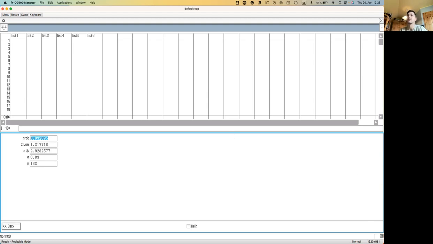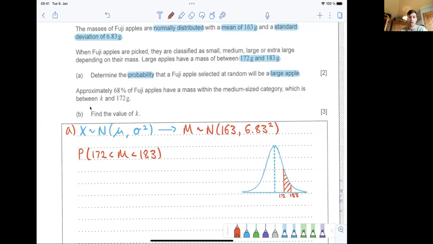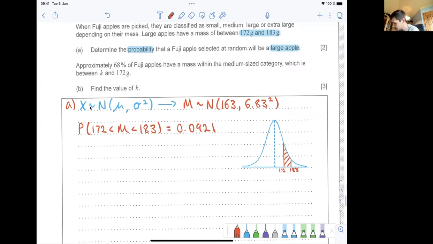Rounded to 3 significant figures, I should say. Let's bring you back to the pad. Okay, lovely jubbly. So here we'll put in 0.0921, and that is the answer to part A. All right, let's move on to part B. I'll start that down here.